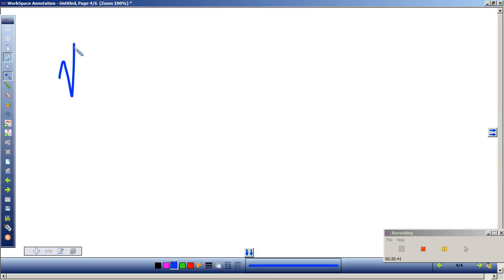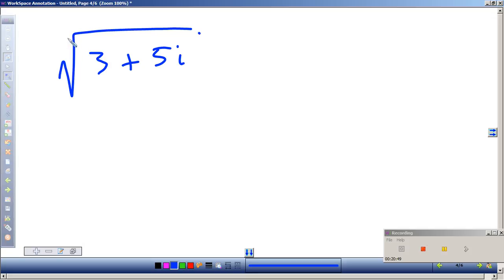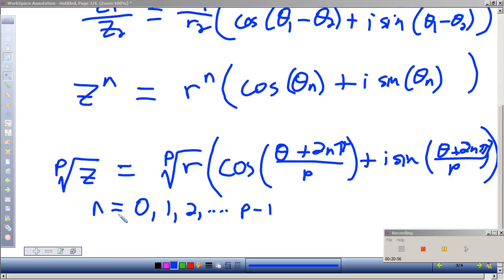So if we do the square root of 3 plus 5i, actually let's not do square root, let's see, what number of roots? Okay, cube root. So when we look back at the formula here, what are we going to be plugging in for n? We're going to plug in 0, 1, and 2. So we're going to do all 3 of them.